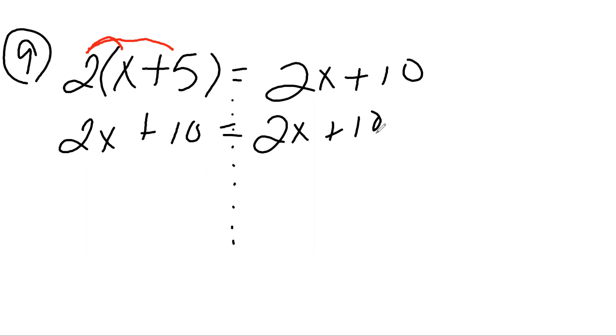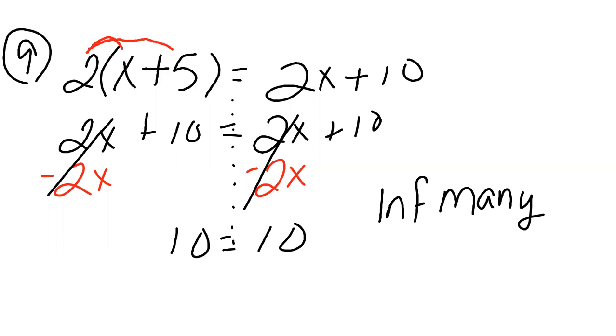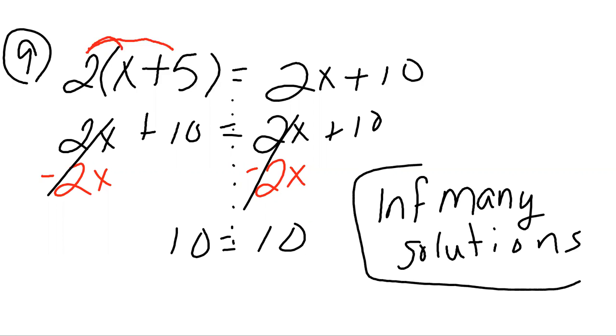Now, if you notice right here, it's the same on both sides. One of the things that happens is if I move all my x's to the left, so I subtract 2x from each side, well, lo and behold, these things go away. And then I have 10 equals 10. If your x's cancel out and you are left with the same number, your answer is infinitely many solutions. This is because they are the same line.